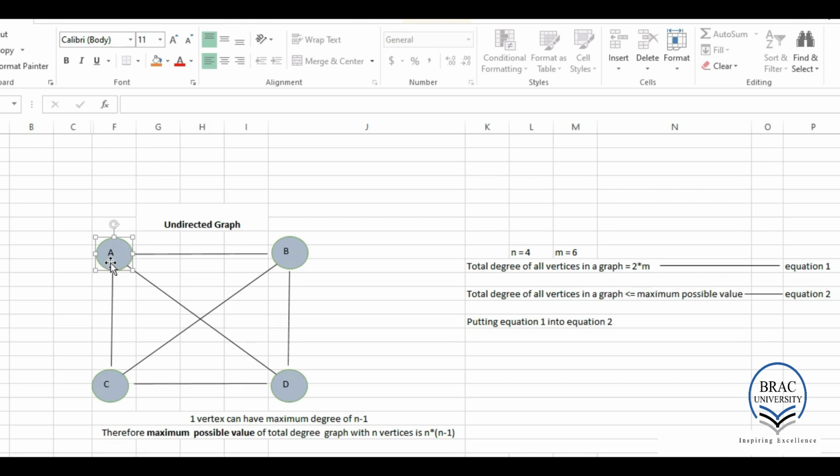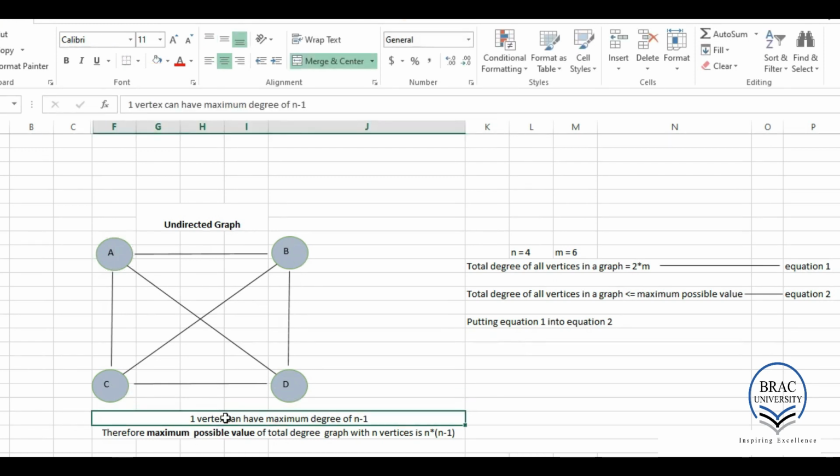So I asked you to remember one thing, which is n and m, right? N represents the total number of vertices, and m represents the total number of edges. So each vertex is connected with all the other vertices, so each vertex is connected with n minus 1 vertices. So the degree of this particular vertex is n minus 1. Similarly, this vertex is connected with n minus 1 vertices, and so is this one, and this one.